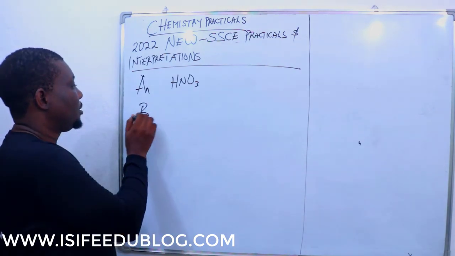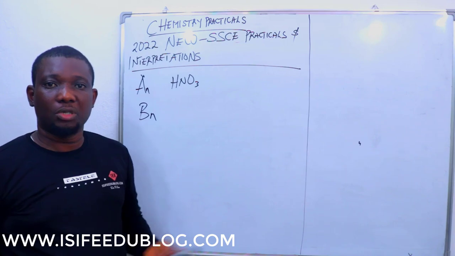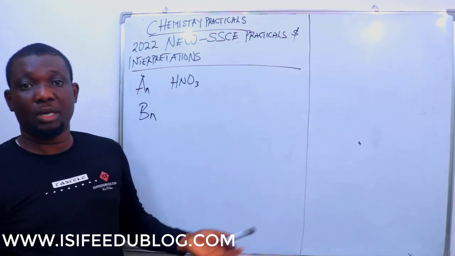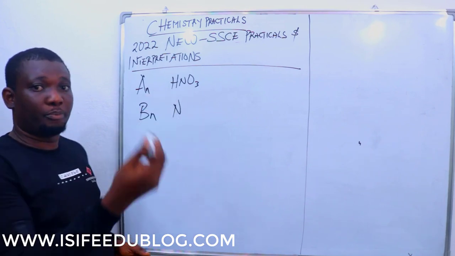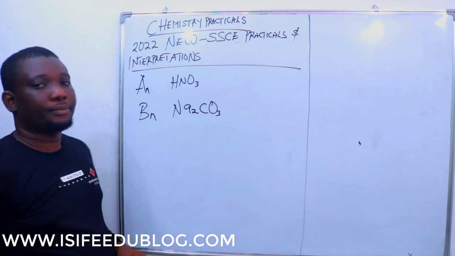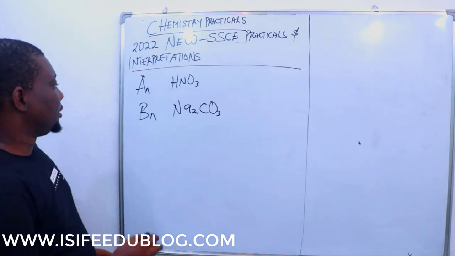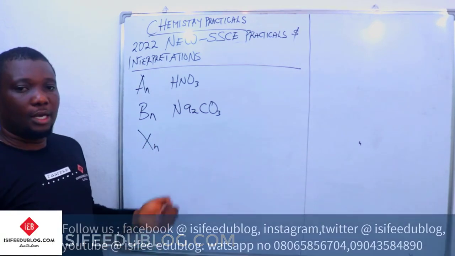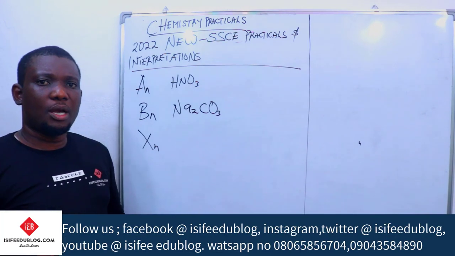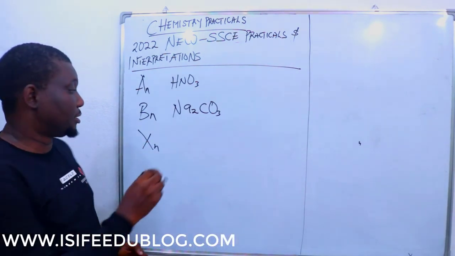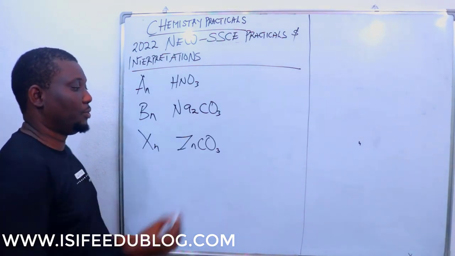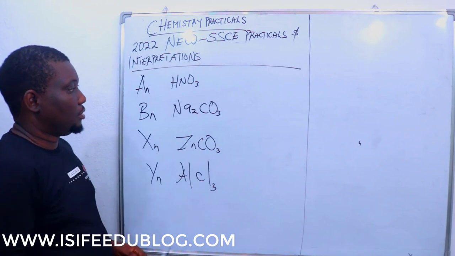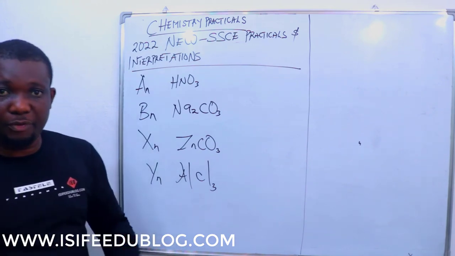And then BN is 4.2 gram of sodium carbonate per dm³. Of course, you know what concentration is all about: molar concentration, we have about 4.2 of this Na2CO3. So this is acid-base titration. And then the salt is just two salts, one soluble salt and one insoluble salt. The first salt, they mentioned it as XN. XN happens to be zinc trioxocarbonate(IV). And then YN is aluminium chloride. That is what is giving the indication.